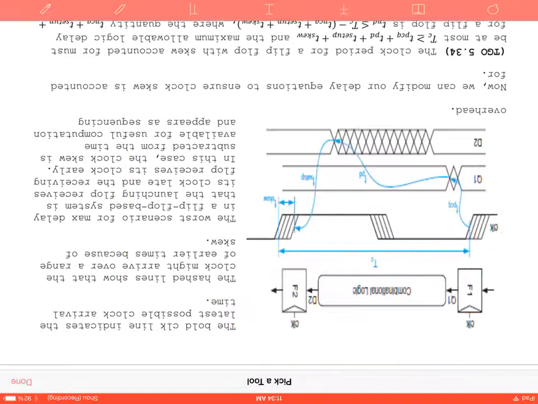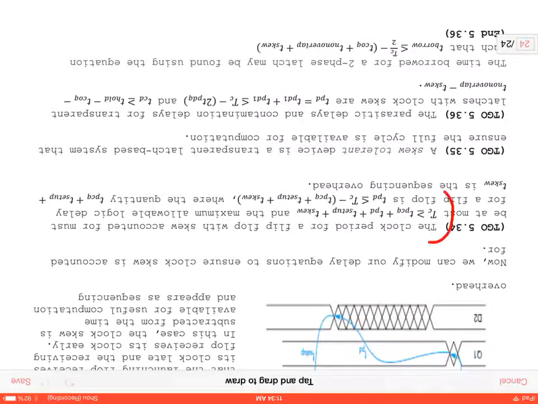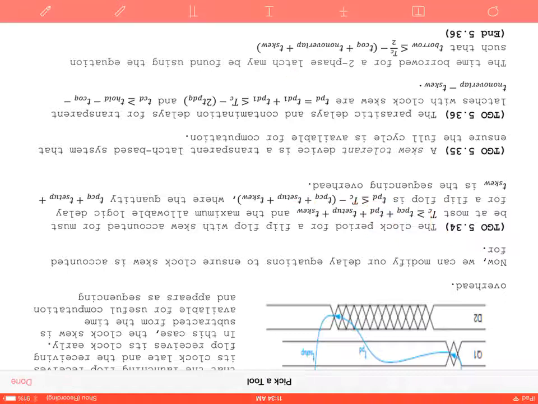And so 5.34 is how we've calculated this problem. The clock period for a flip-flop with skew accounted for must be at most, the cycle time is equal to our time for propagation CQ, plus our propagation delay, plus the setup time, plus T skew. So this is TPCQ for our D to Q propagation delay, plus our propagation delay for the combinational element, plus our setup time for the next flip-flop, plus the skew.